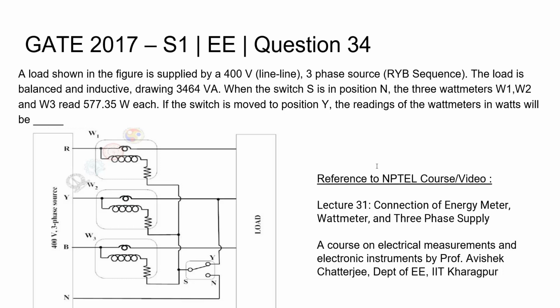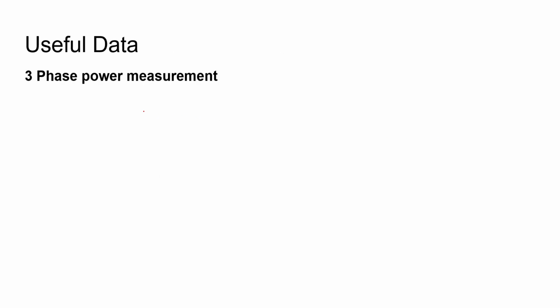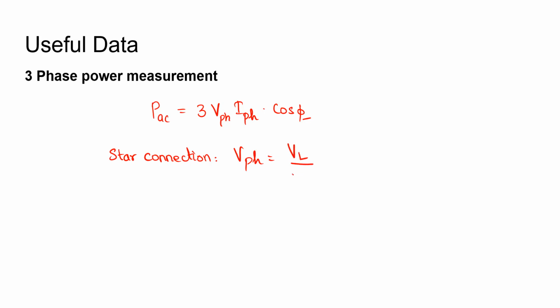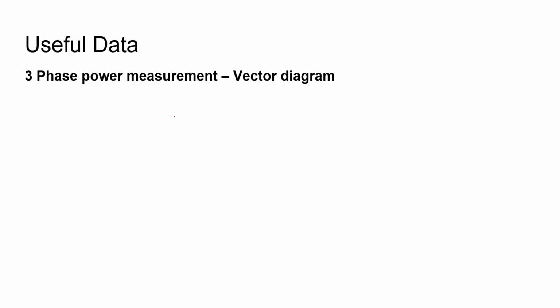Let's first have a look at the basic formula required to solve this problem. The total active power consumed in a three-phase balanced network is given by 3 times the phase voltage times the current times the power factor cos phi, where phi is the angle between the voltage and the current. If it is a star-connected network, then the phase voltage will be the line-to-line voltage divided by √3. On the other hand, if it is a delta-connected load, then the phase voltage and line voltage will be the same. Let's see the vector diagram of the power that is consumed by the load.